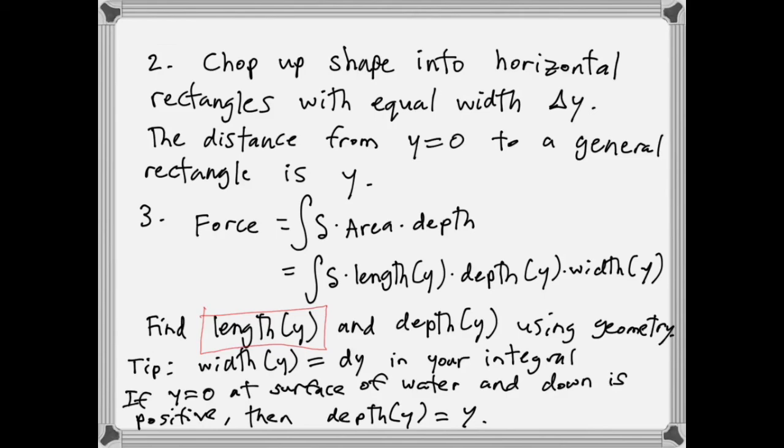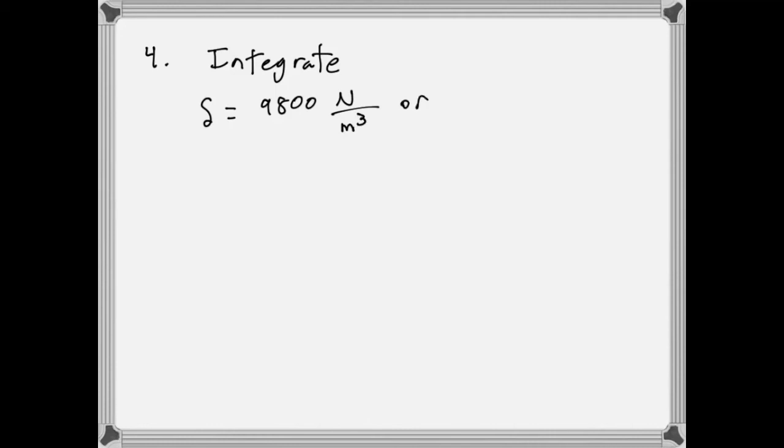Once you have done all this, you solve your integral, right? So step 4, integrate. And don't forget that delta is equal to 9,800 newtons per cubic meter, or 62.5 pounds per cubic foot.